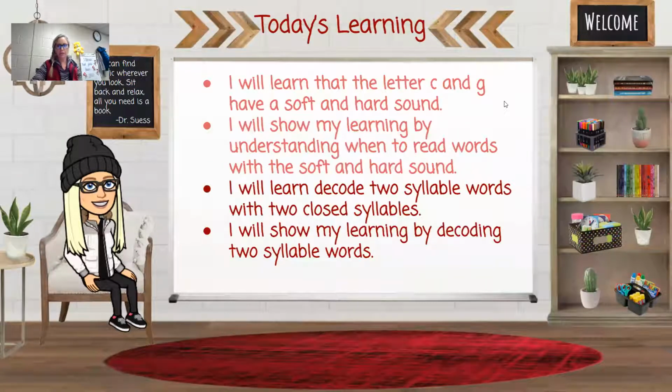All right, our learning for today, we're working on soft C and soft G. So we've learned on Monday that the letter C and the letter G can make two different sounds. It can make the hard sound of k and g, but it can also make the soft sound of s and j. If it has that E, I, or Y after it, then it changes its sound.